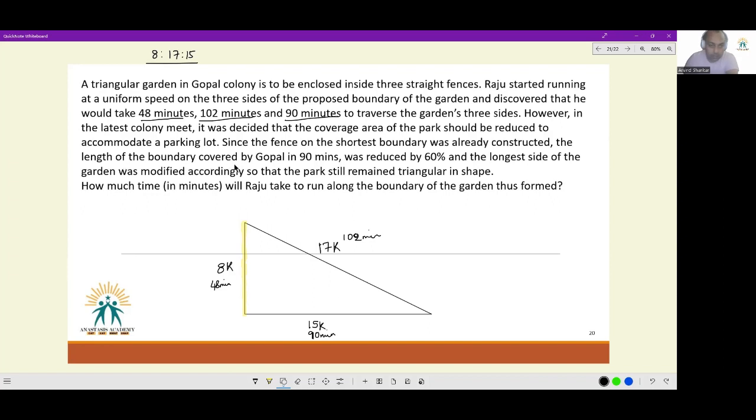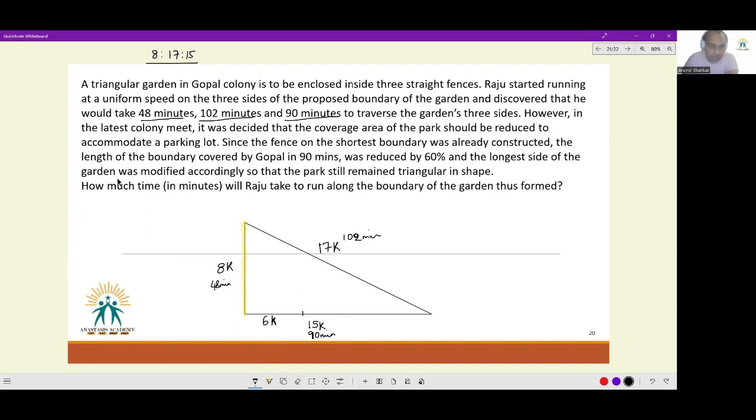The length of the boundary covered by Raju in 90 minutes, this bottom length, was reduced by 60%. Previously, it was 15k. If it is reduced by 60%, it is reduced by 9k. So the new length, this length here, will be 6k.